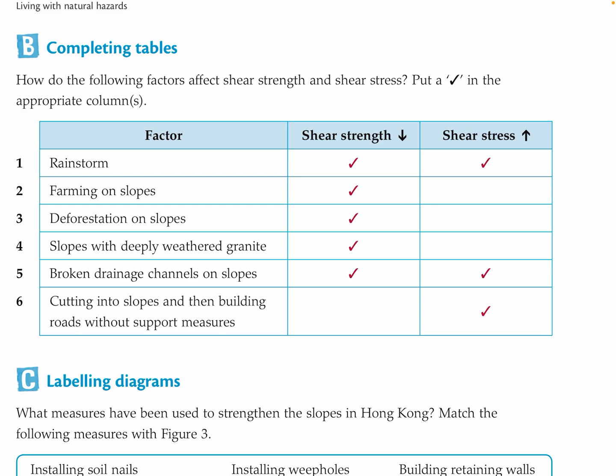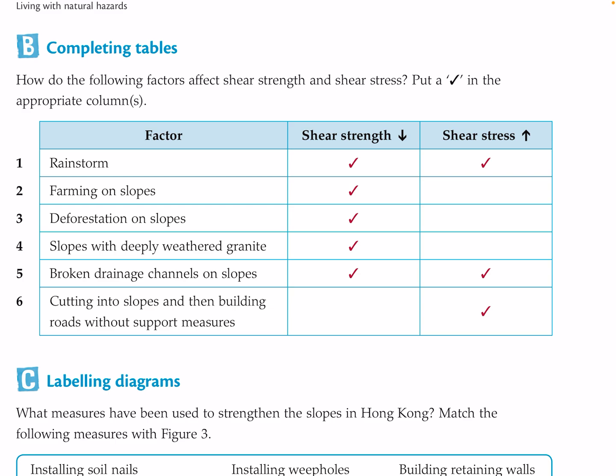Okay, and then the shear stress will be increased because water will make it become heavier. So accordingly, shear stress will be higher. Farming on the slope, the strength will be reduced because no matter what kind of thing you are going to farm, it must have a lower density of vegetation than the natural vegetation. So accordingly, the tree roots cannot bind the soil in a proper way. So strength will reduce. Deforestation on the slope is more or less like farming, because it is going to reduce the tree roots that can bind the soil.